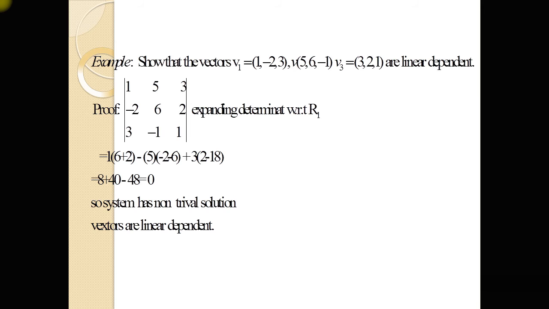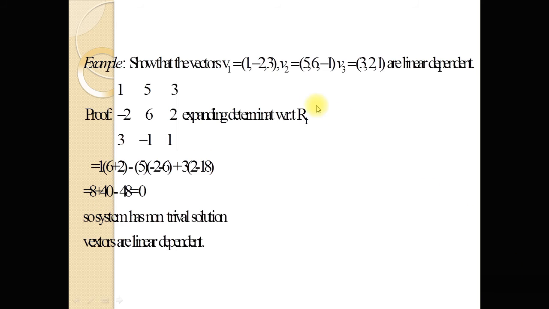Suppose we have three vectors: v1 = (1, -2, 3), v2 = (5, 6, -1), and v3 = (3, 2, 1). We want to show that these three vectors are linearly dependent.